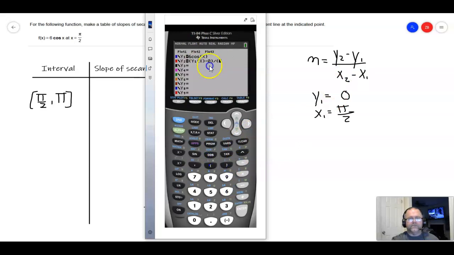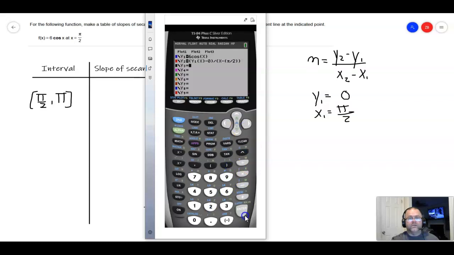Remember to put the parentheses around the entire numerator and entire denominator. And we said the x2 is that's just whatever variable I have for x. And my x1 is going to be that pi over 2. And I can put that in parentheses too. Second pi divided by 2.